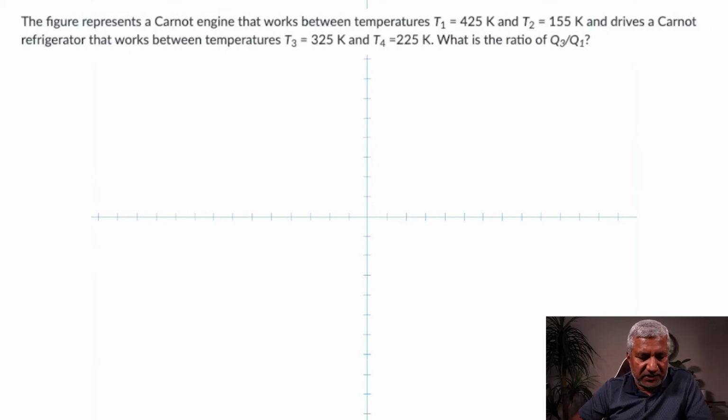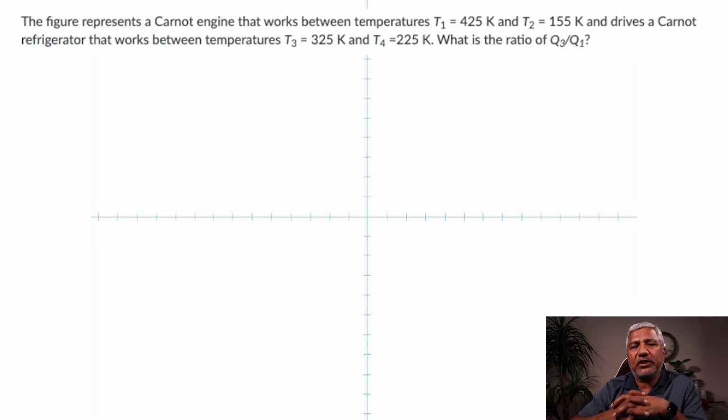The figure represents a Carnot engine that works, I'll show you the figure in a second, that works between temperatures 425 Kelvin and 155 Kelvin. So you have the higher temperature and the lower temperature, and drives a Carnot refrigerator. My goodness, what's a refrigerator? What is the difference between a heat engine and a refrigerator? So simple.